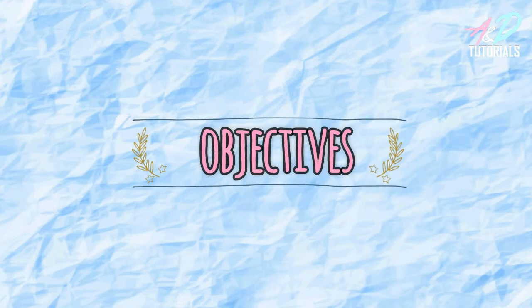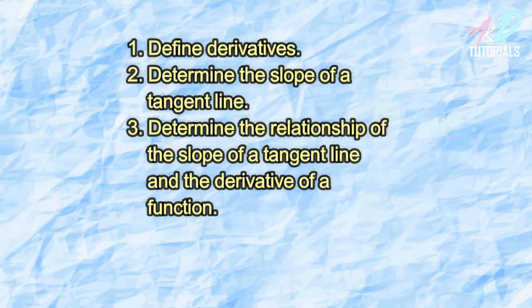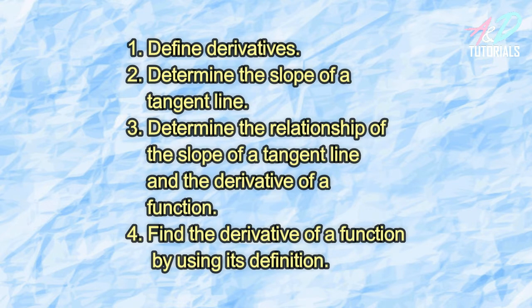Objectives of this lesson are the following. First, define the derivative. Second, what is the slope of a tangent line? Third, what is the relationship between the slope of a tangent line and the derivative of a function? And last, find the derivative of a function using the definition of the derivative.